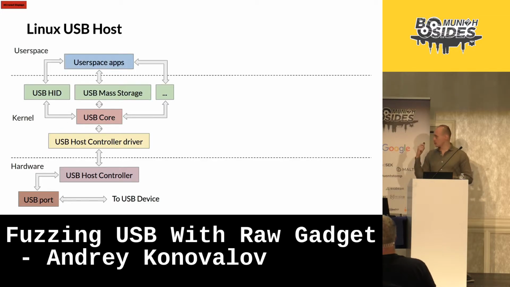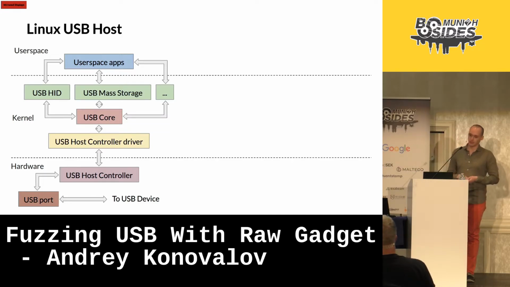And finally, on the very top, in user space, we have some user space applications and user space daemons. So for example, when you plug in a keyboard and you start pressing the keys, these keys are going to be shown in the text editor you're using. And I kind of consider this text editor a part of the attack surface too, and it's running in user space. So here, our goal is that we control the USB device, and we want to somehow attack the Linux USB host by controlling the device.